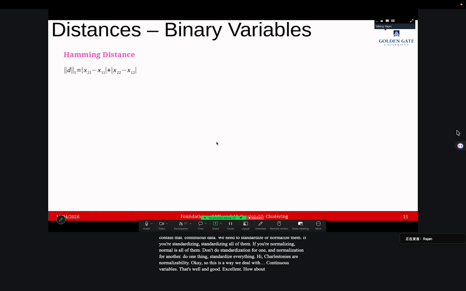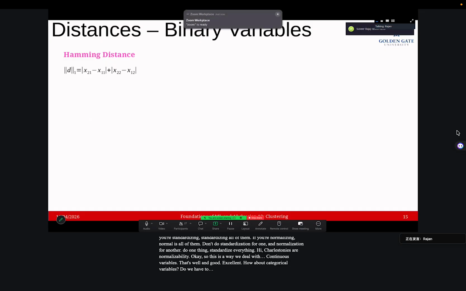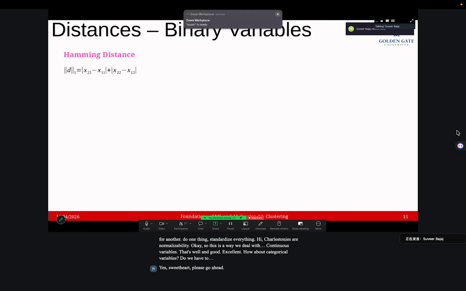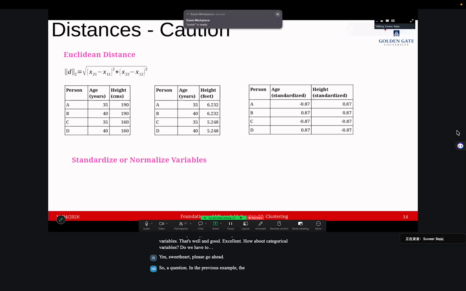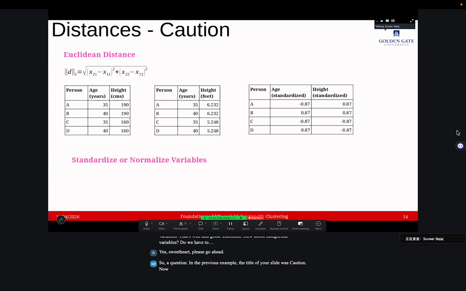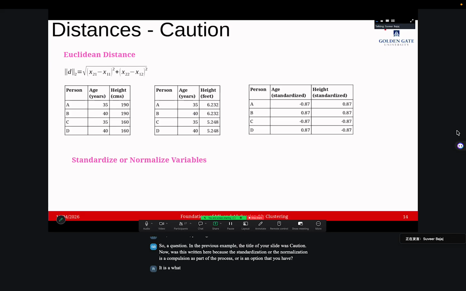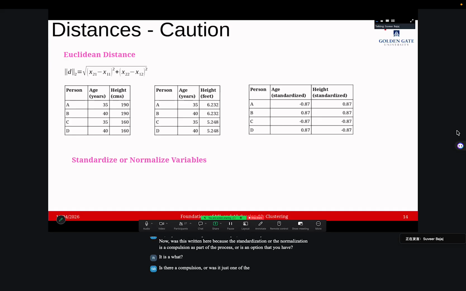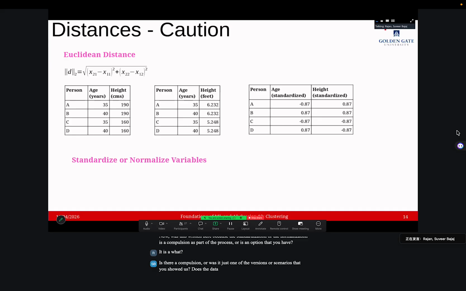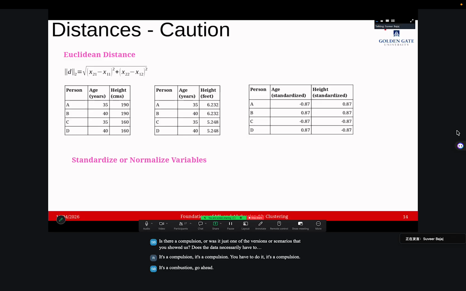How about categorical variables? Do we have to? Yes, Suvir Bajaj, please go ahead. A question. In the previous example, the title of your slide was caution. Was this written here because standardization or normalization is a compulsion as part of the process, or is it an option that you have? It's a compulsion. That's because of the formula that comes in here. You cannot add time and distance. Got it.